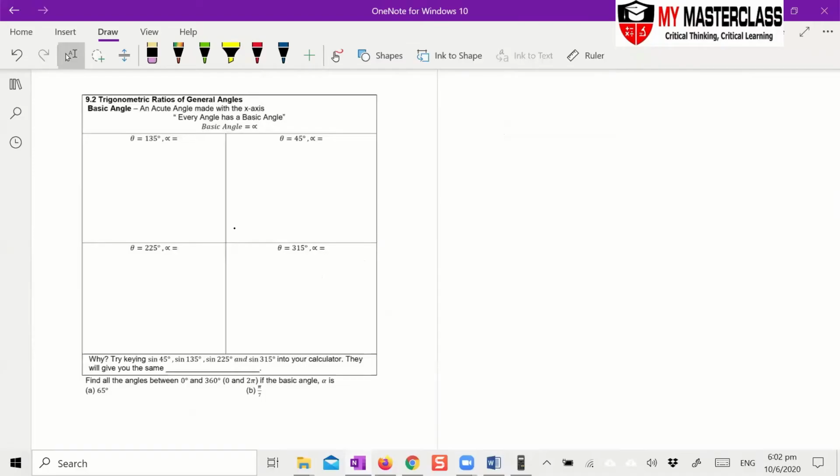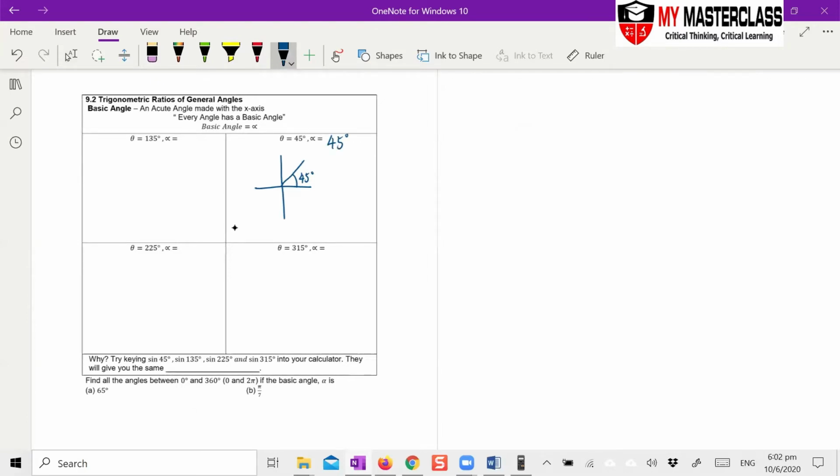Basic angle is super important. You really need to understand the thing called basic angle. The basic angle is an acute angle made with the x-axis. So if theta is equal to 45 degrees, this is 45. My alpha is also 45 degrees.